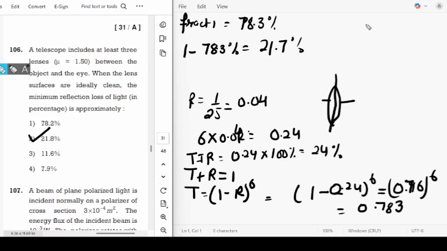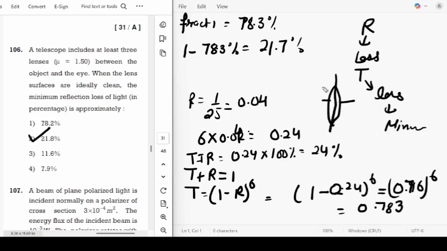In this question, firstly we find the reflection coefficient, then find its loss, then find the transmission coefficient and find its loss. In the last we get a relation of minimum reflection loss. That is 1 minus transmittance loss is equal to 21.7%. It's option number 2 which is correct.